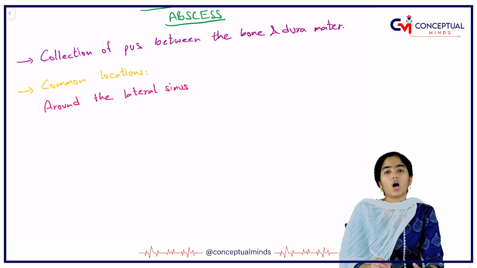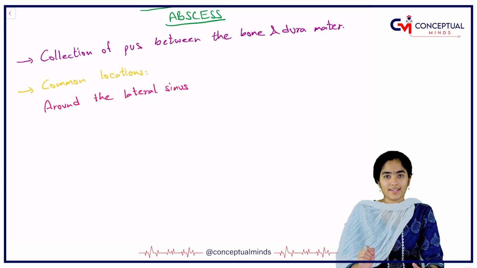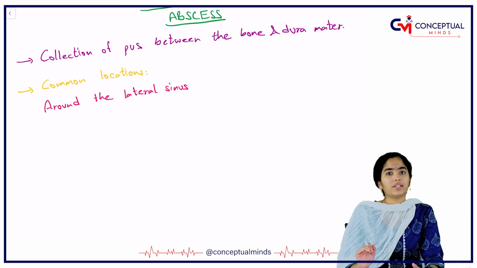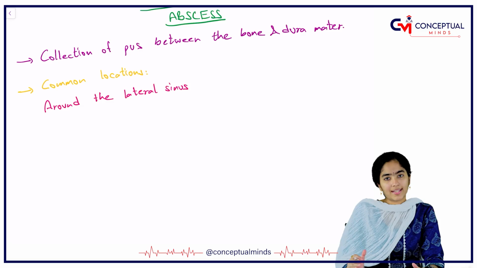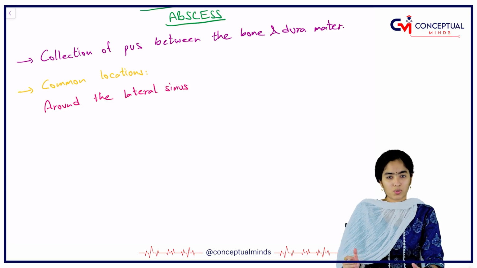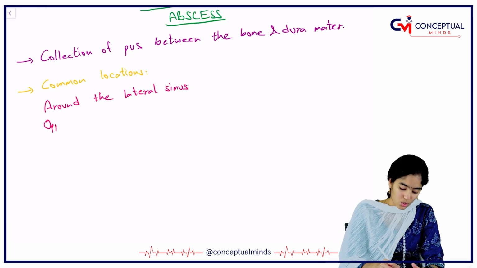Next, opposite to the middle cranial fossa. What is the landmark separating the middle cranial fossa and the middle ear? It is the tegmen plate. So once the tegmen plate gets destroyed, infection spreads into the middle cranial fossa. And you see the abscess opposite to the middle cranial fossa.